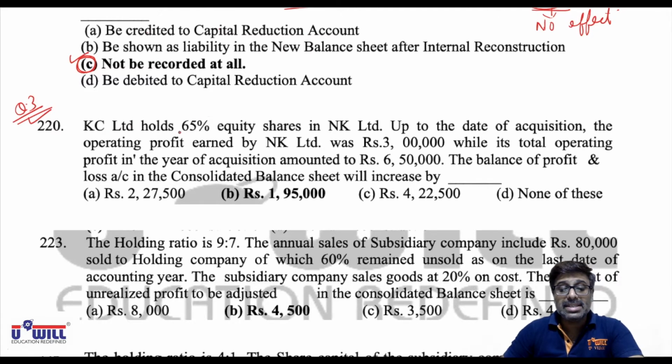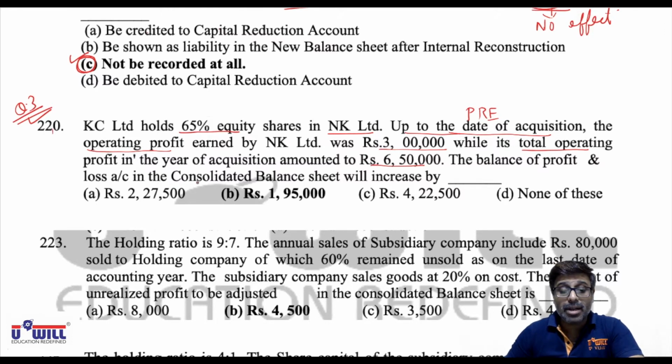KC Limited holds 65% equity shares in NK Limited up to the date of acquisition. The operating profit means current year's profit earned by NK Limited was rupees 3 lakhs, while its total operating profits in the year of acquisition amounted to rupees 6 lakh 50,000. Up to the date of acquisition does not mean current year profit. Up to the date of acquisition, the profit is 3 lakhs. That means it is pre-acquisition profit. Out of the total operating profit of 6 lakh 50,000, post acquisition would be 6 lakh 50,000 minus 3 lakhs, remaining 3 lakh 50,000.